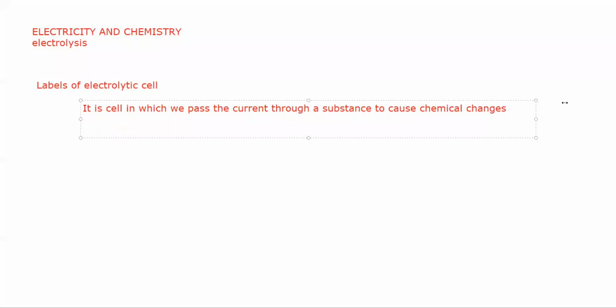So basically what is the electrolytic cell? It is a cell in which we pass the current through a substance to cause chemical change. So when we are passing a current through a substance and we are causing a chemical change, we call that cell an electrolytic cell. And for this electrolytic cell, you have to learn the labels.